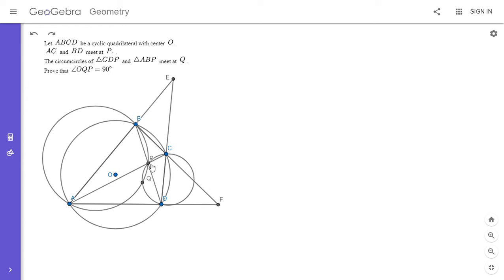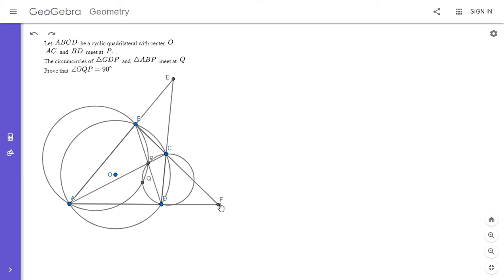So maybe we could use that to solve this problem, because another thing that suggests that we might want to use Bricard's polar theorem is that we're trying to show angle OQP is 90 degrees. So if we could show somehow that QP is the polar of F, and maybe also that OQ and F are collinear, then that would solve the problem. And it just so happens that that is the case, and that's exactly what I'm going to try to show with this proof.